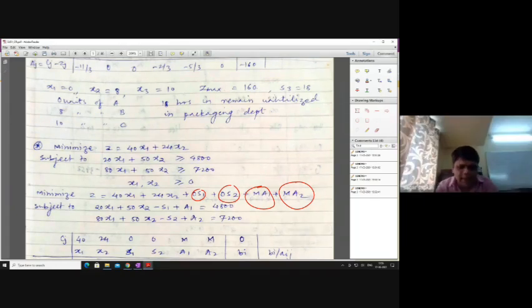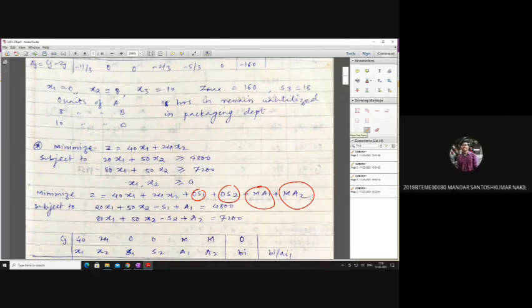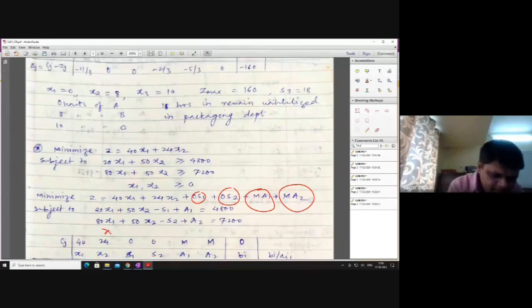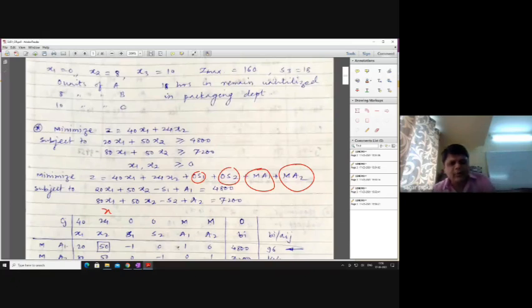In this problem, one line is left to be written at the bottom, you can write it later. Tell me, what is left in the standard form? The non-negativity condition, you write it here: x1, x2, whatever it may be, all x1 x2 s1 s2 a1 a2 greater than or equal to 0. That non-negativity condition you have to write. It was left out by mistake.